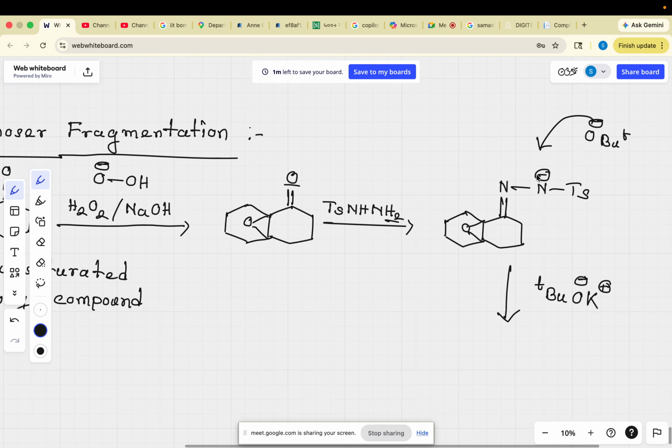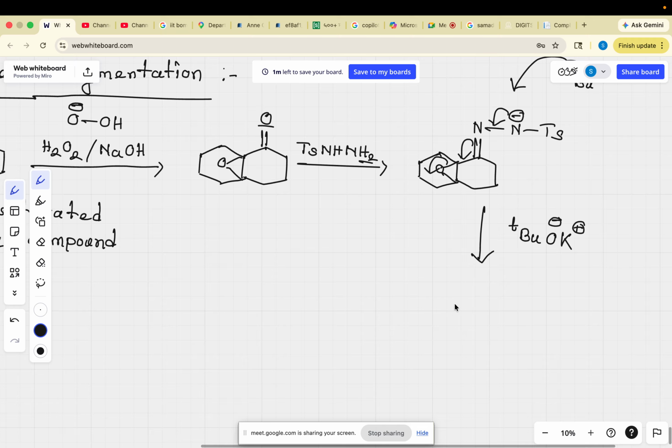Now see, this negative charge is in conjugation with this double bond. So show the conjugation. The negative charge comes to here, this double bond breaks to here, and a three membered ring is a strained ring, so this epoxide ring will open. This negative nitrogen is giving its electron pair to this bond, and automatically this bond will break, and the three membered epoxide ring will also break.